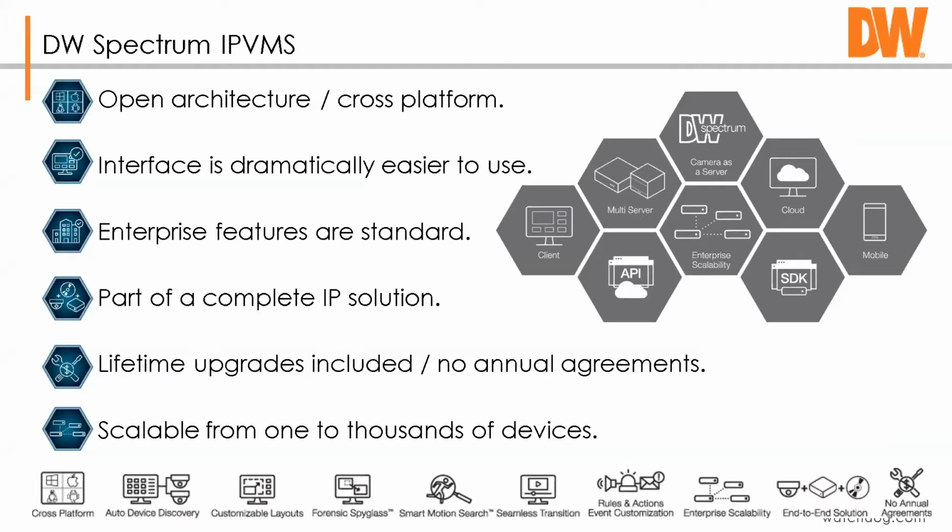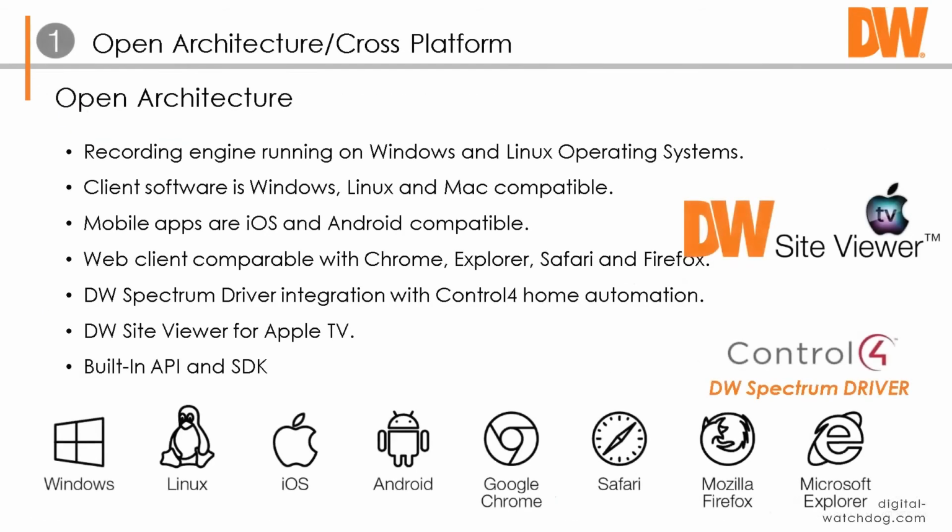It is part of a complete IP solution, which means we have our servers, cameras, software, and encoders. We have yet to charge for a software update. Some folks on this call have been using it for a long time. It's scalable from one to thousands of devices. There are installations of Spectrum with Blackjack servers that have 4,000 and 5,000 cameras, covering a wide range of sites.